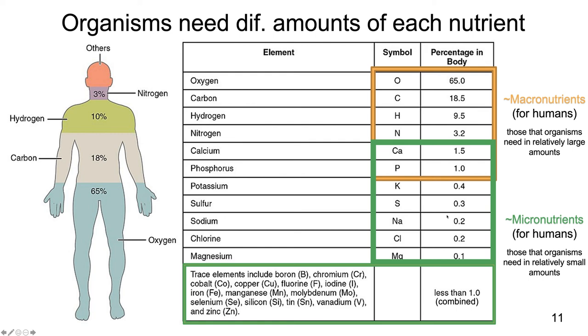I don't care about you knowing exactly what the list of macro versus micronutrients are. What I do care about you knowing is understanding the difference between a macro versus micronutrient, in terms of needing relatively more of the macronutrients versus relatively fewer of the micronutrients. And also having a general idea of what the major nutrients are that make up the human body.